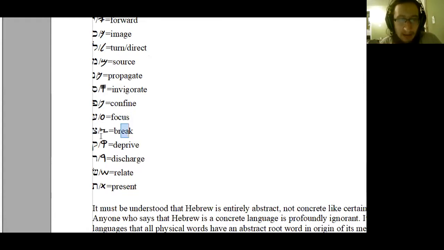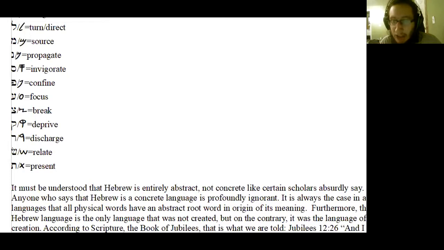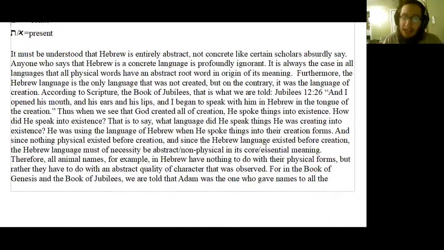Tsade, break. Qof is deprive. Resh, discharge. Shin, relate. And Tav, present. Present, as in, it can have multiple meanings, but like present as in the current place it is, present. But it can also mean to send something, you know, present something. And in my view, this is different than what you hear from people. A lot of people say Hebrew is not abstract like Greek, but it's actually concrete. I actually say it's the opposite. I think Hebrew is heavily abstract in its original.